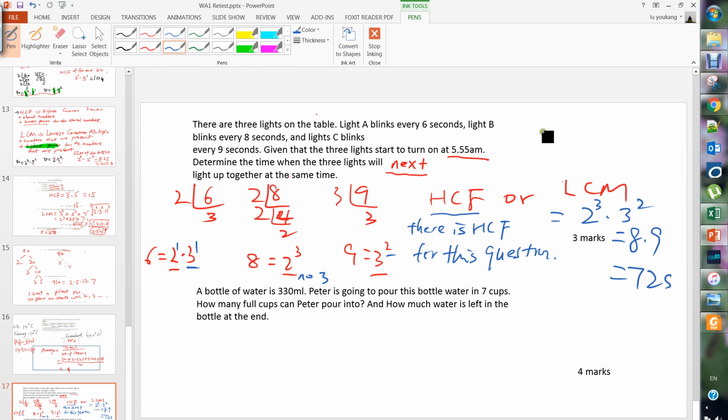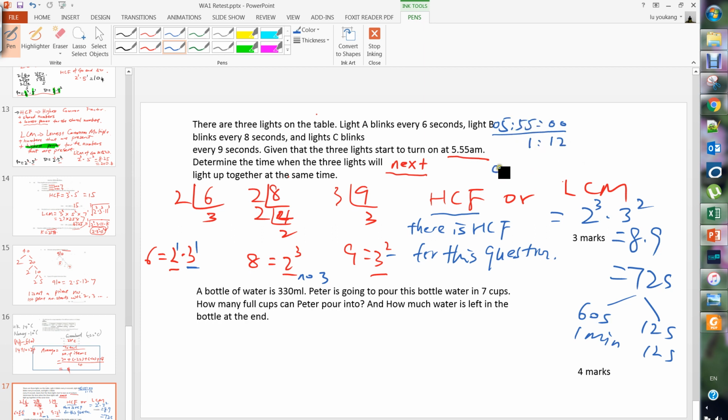So if it lights up at 05:55:00, if it starts to turn on at this moment, I need to find out what is the next moment it lights up together, right? So I need to change this 72 seconds to 60 seconds plus 12 seconds first. The reason is I need to convert it into 1 minute and then 12 seconds left, right? So therefore I need to add 1 minute to it, and then I need to add 12 seconds to the starting time.